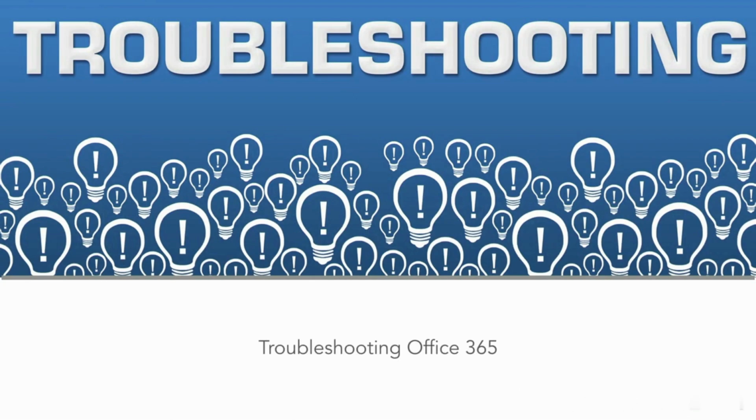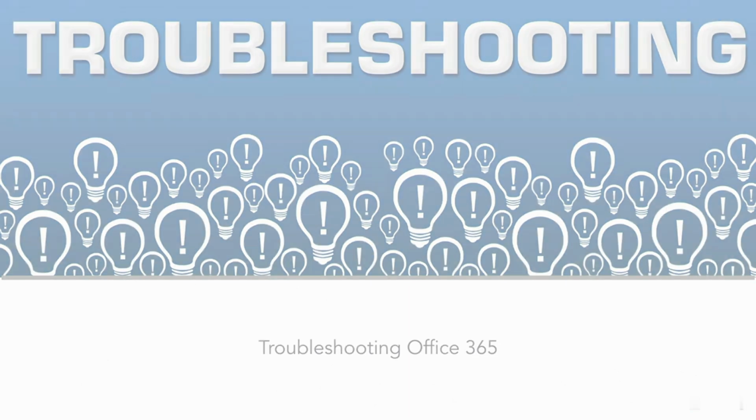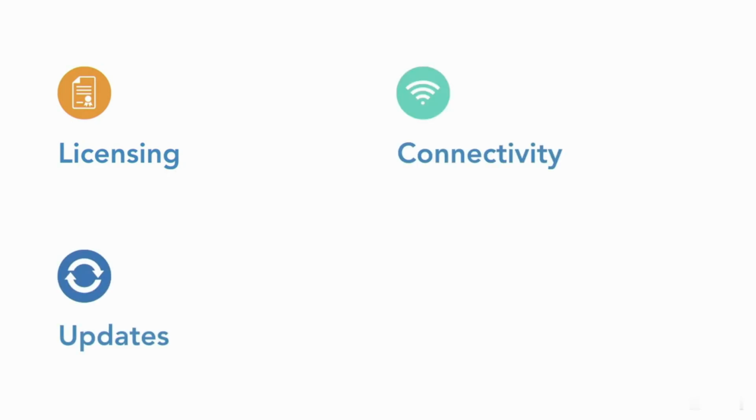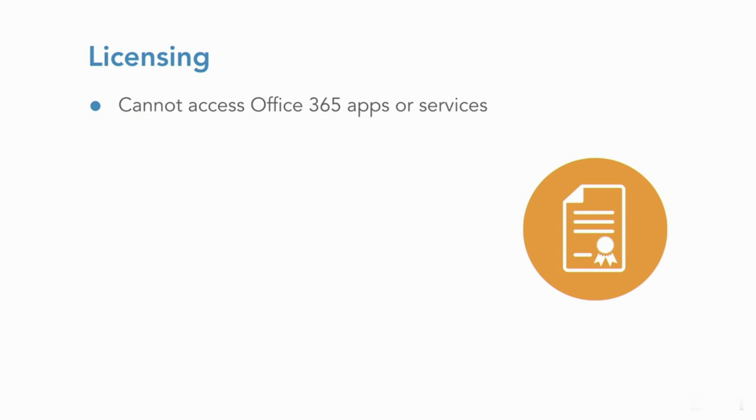An essential skill is to be able to troubleshoot Office 365 problems so that your users are able to resume working with minimal disruption following an outage. Some of the common issues that can affect all Office 365 products and services include licensing issues, connectivity issues, and product updates. Let's take a look at these issues now.